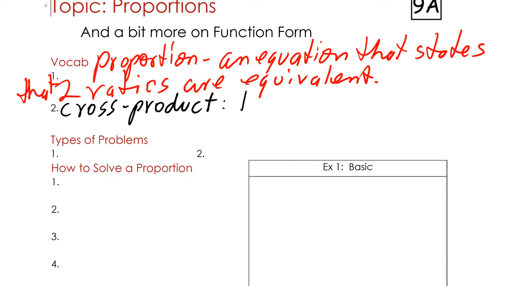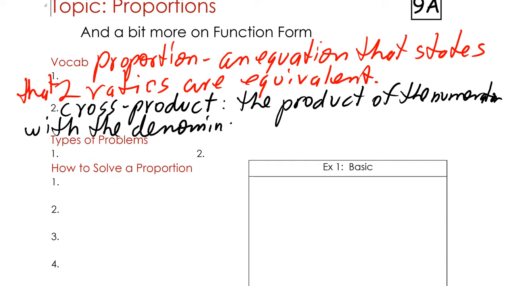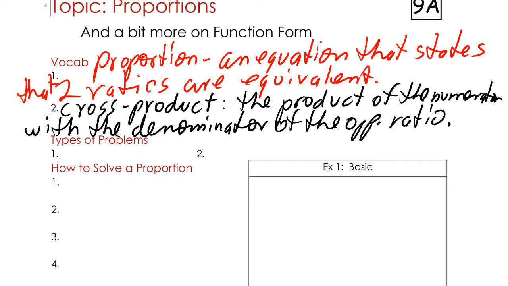That is, the product of the numerator with the denominator of the opposite ratio. The two, when multiplied together, are going to be equal. You'll see what I mean. There are basic proportions, and then there are proportions which require us to distribute.